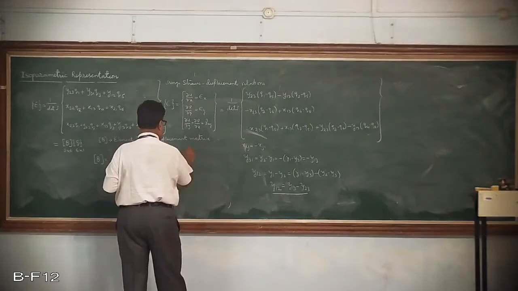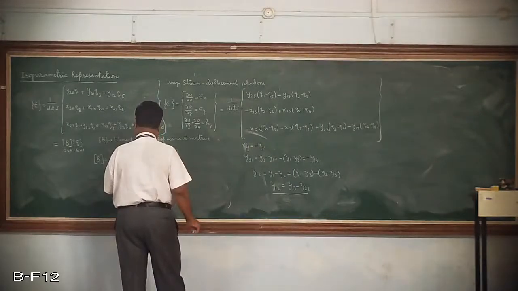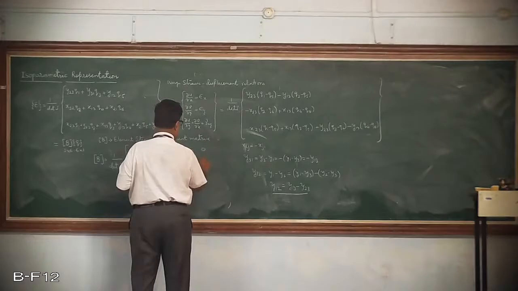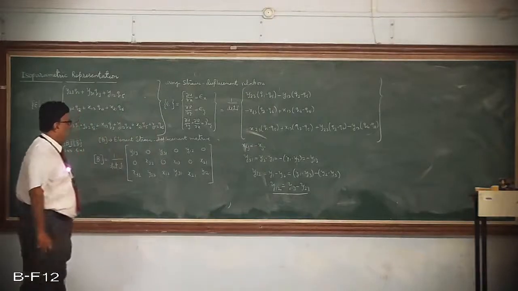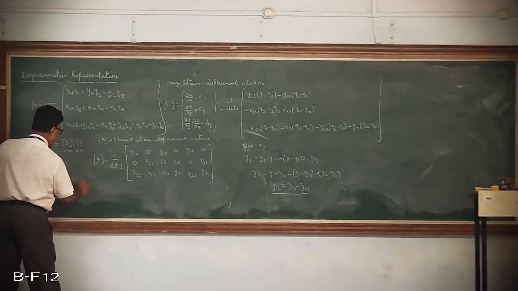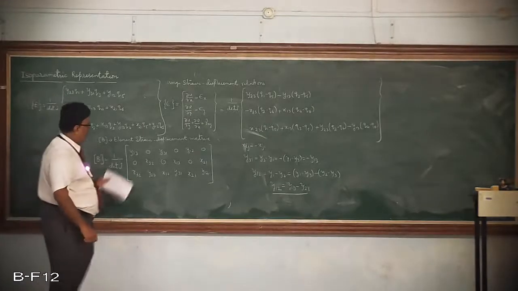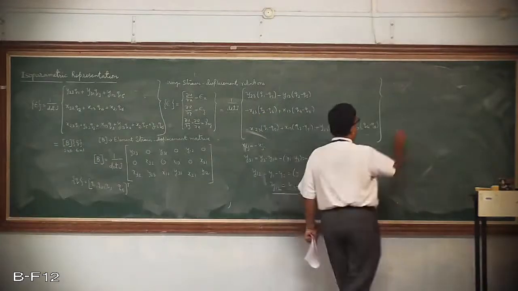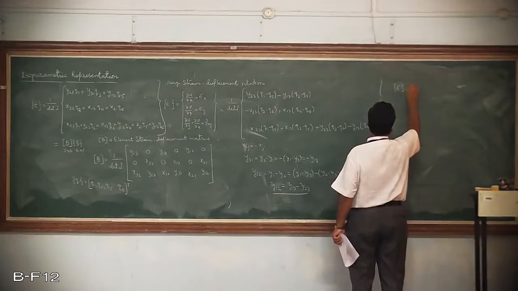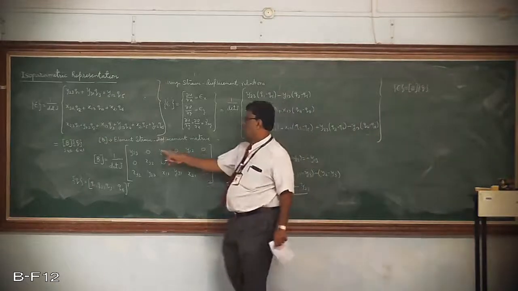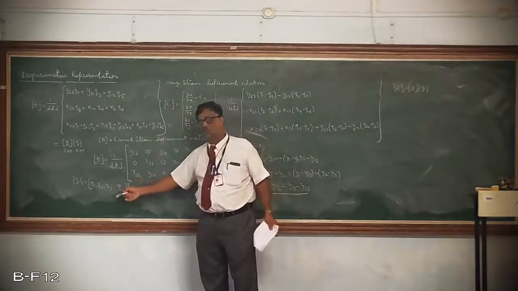That will be called as the B matrix. So therefore this strain is always expressed as the... all these are coordinates only, constants. Everything is constant. And Q1, Q2, they are also numbers only.